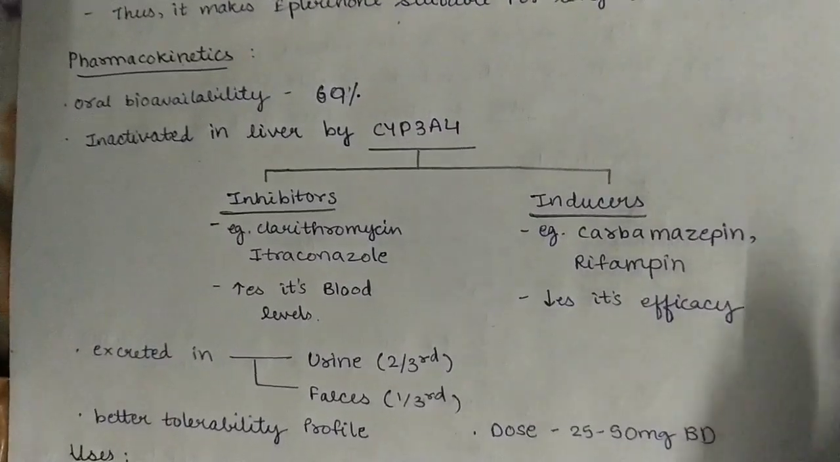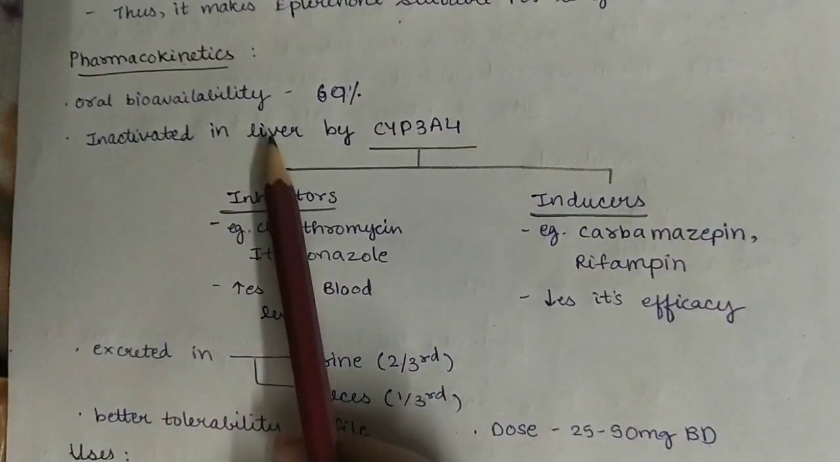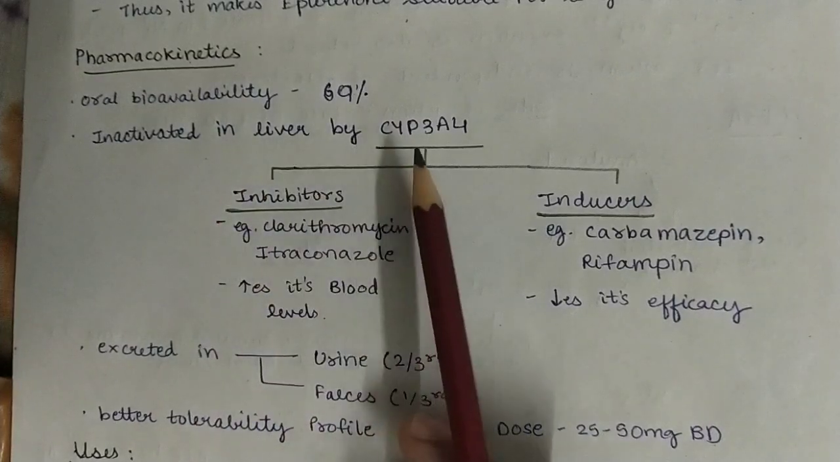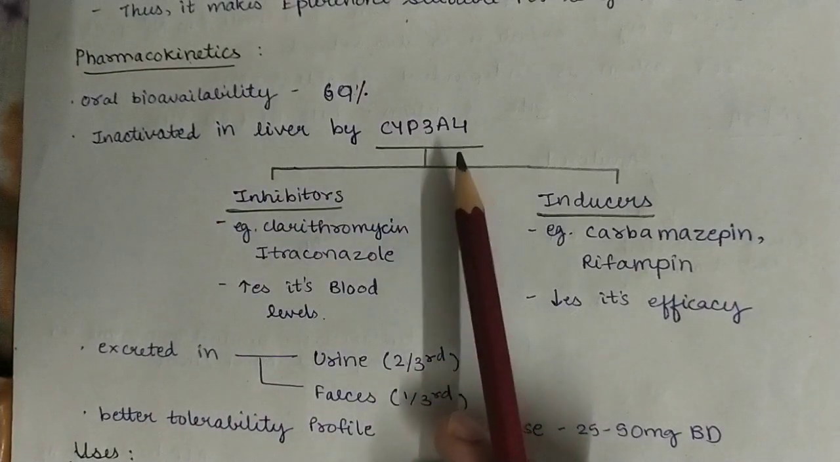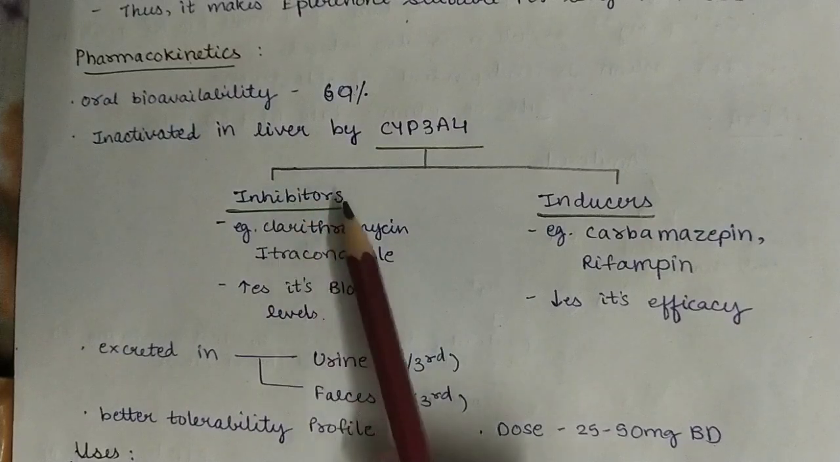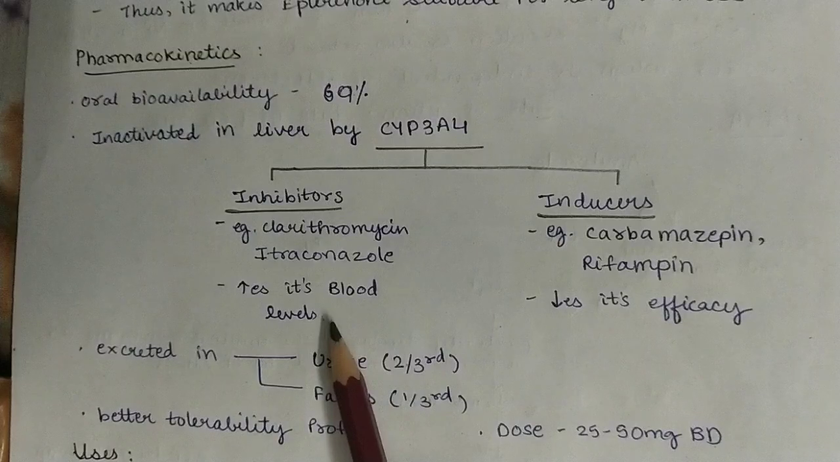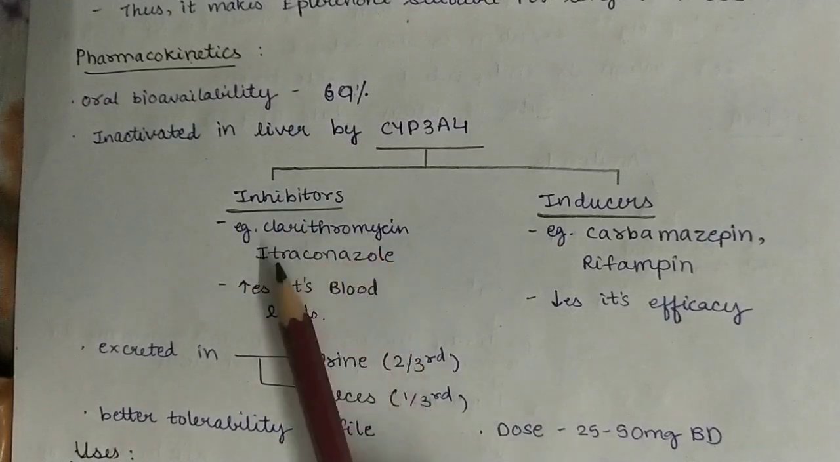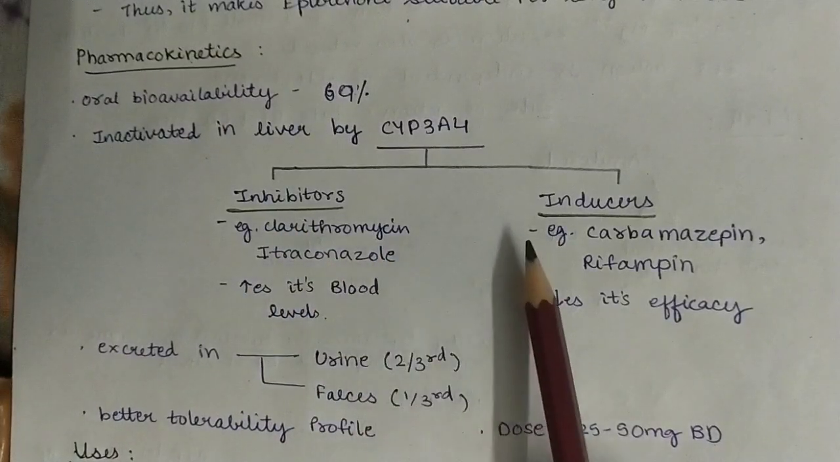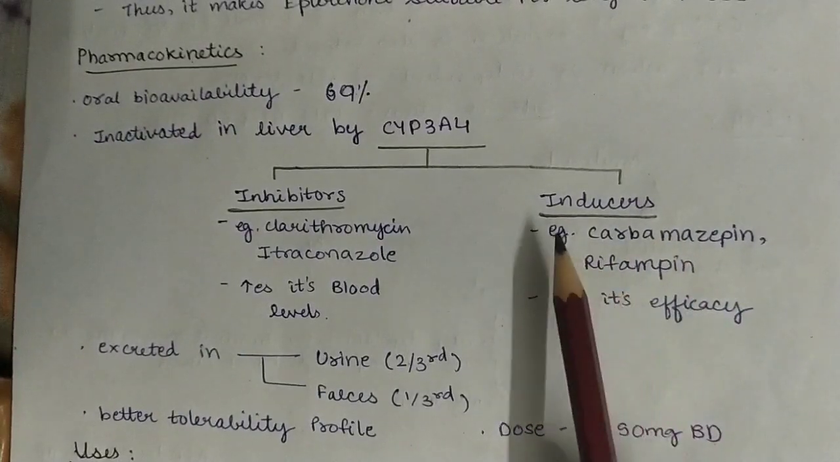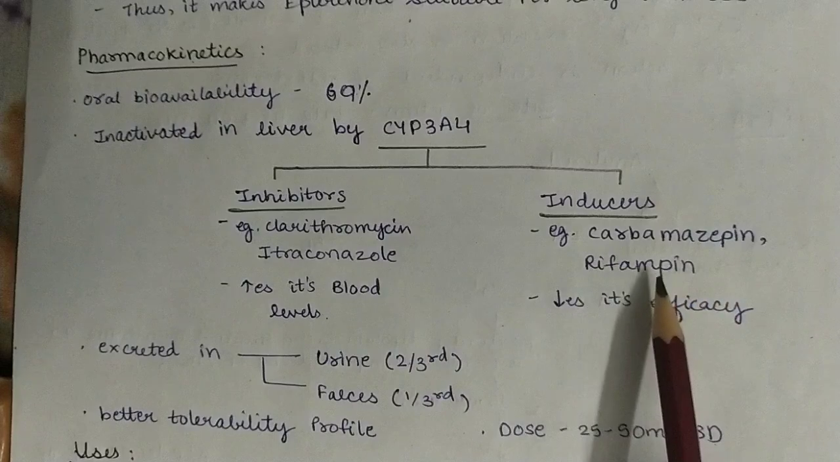Next, pharmacokinetics. Oral bioavailability is 69%. Inactivated in the liver by CYP3A4. Inhibitors of it increase the blood level of eplerenone. The inhibitors are clarithromycin and itraconazole. Inducers will decrease its efficacy. The examples are carbamazepine or rifampicin.